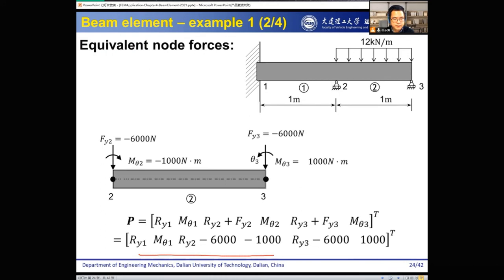And then next, the difference for the beam element is we have to work out the equivalent node forces, because the external force is not on the nodes. We have to transfer it into the node forces, okay, to work out the equivalent node forces. So this is only applied to element 2, okay, only applied to element 2. So for element 2, we can use the formula to work out the equivalent node forces.